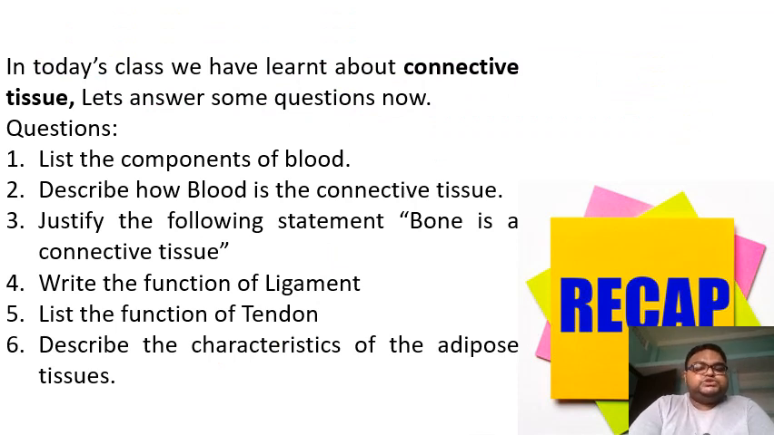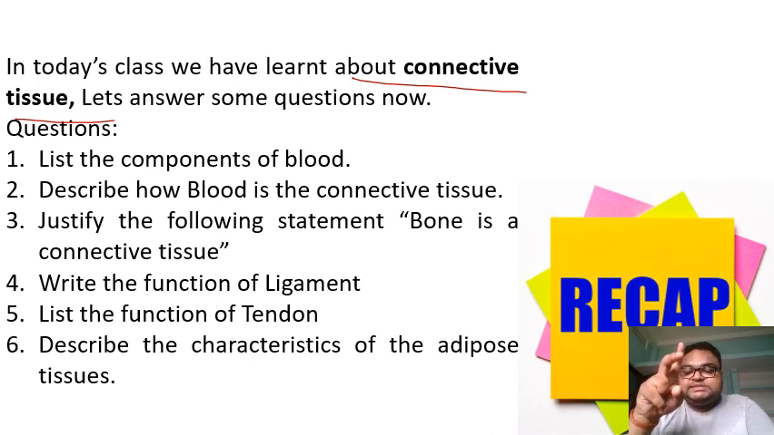Right. So what have we studied in today's class? We have learned about the connective tissues. So now let's answer some of the questions. What are the components of the blood, students? Who can list the components of the blood? The first component is the plasma or the matrix, and after the plasma there will be RBC, WBC, platelets. So these are the different components of the blood.